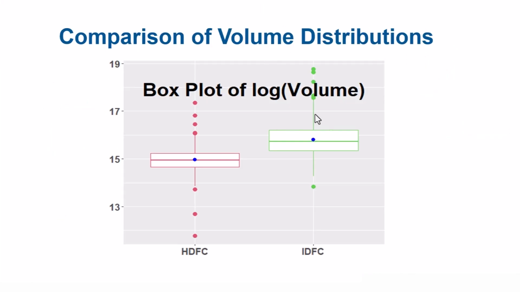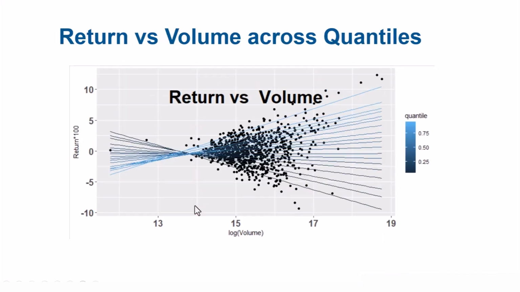Let's first examine the volume across its quantiles. As we can see, the volume of IDFC is more scattered here, while HDFC appears like this. So there's a difference. If you look at the quantile regression here, I've simply visualized the quantile regression slope. So you can see across upper quantiles, the light blue, and dark blue across lower quantiles, the relationship slope between return and volume is different. So across quantiles, the relationship between log of volume and return is different.